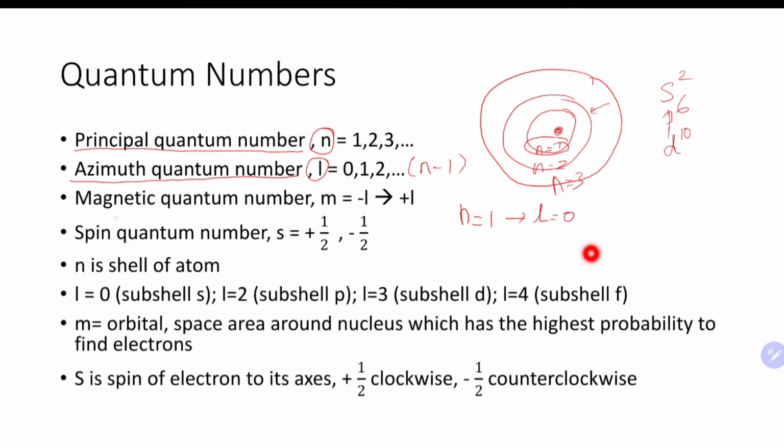Then the magnetic quantum number, the value is minus l until plus l. The magnetic quantum number represents orbitals. Orbitals are not the same as orbits. An orbital is actually the space area around the nucleus with the highest probability to find electrons.